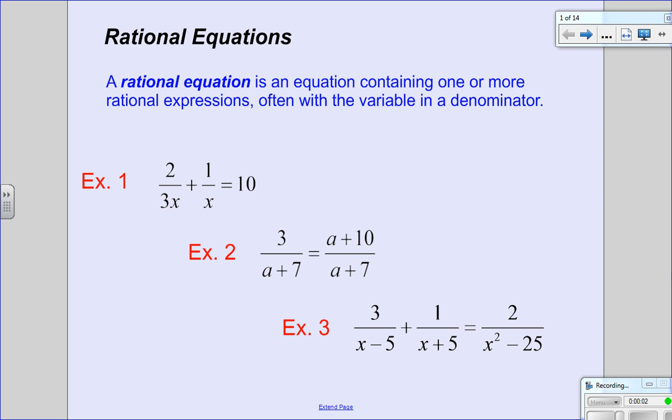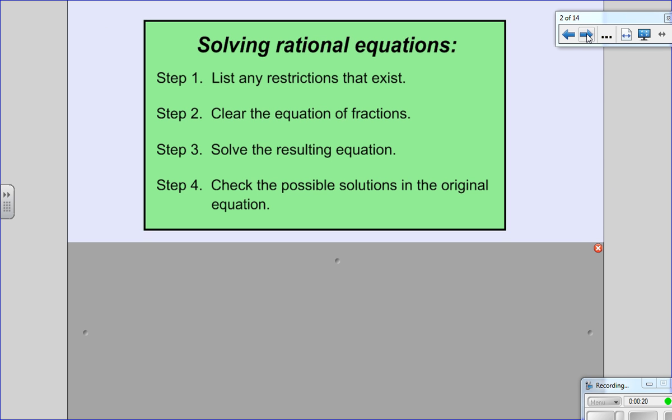A rational equation is an equation containing one or more rational expressions, often with a variable in a denominator. And so if you look at the examples here, in this lesson we'll explore how to solve each one of these rational equations. There are 4 basic steps to solving a rational equation.